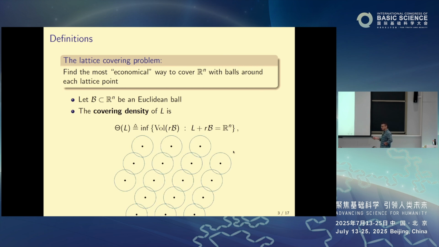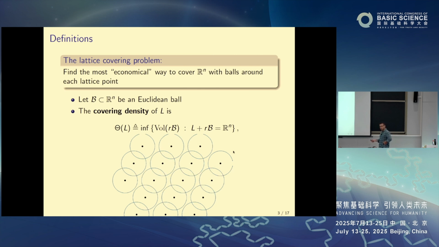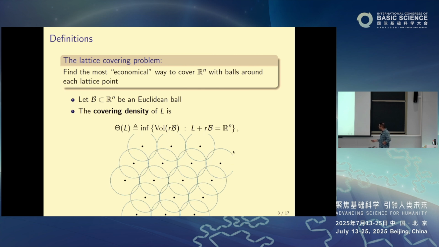A picture always explains best. So this is our lattice. We start with putting a ball around each one of its points. And then we inflate the ball more and more until we reach a point where all points in space are covered. And the volume of the ball at this point is the covering density of the lattice. It doesn't matter what the initial size of the ball is, because all I care about in the end is the volume of the ball after I inflated it enough. So the scale doesn't matter here.